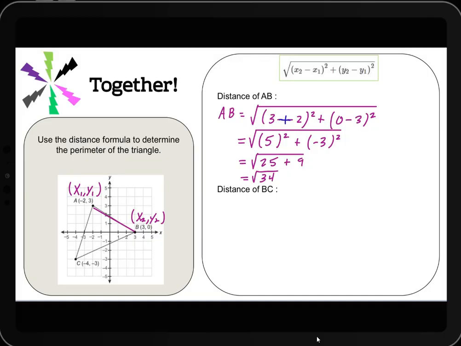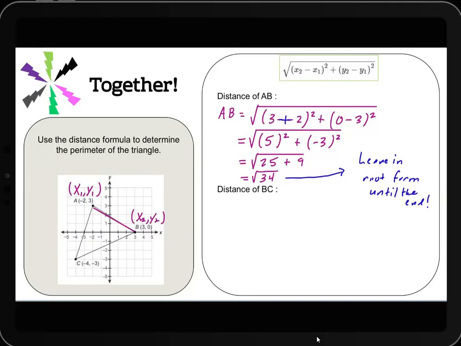Now I'm going to point out that we want to go ahead and leave it in root form until the end. You don't want to approximate it now. You want to approximate only at the very, very end. That's what we want to watch out for.